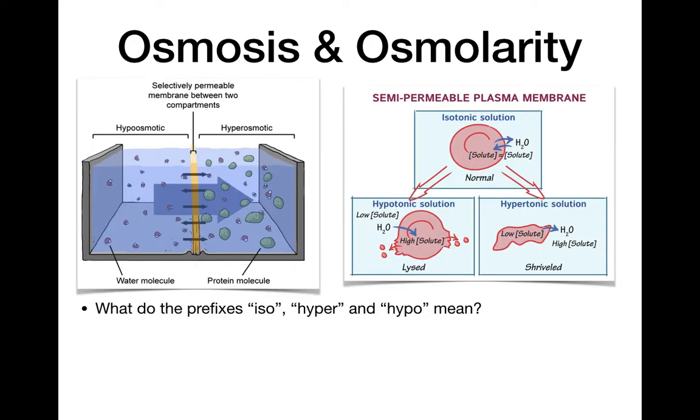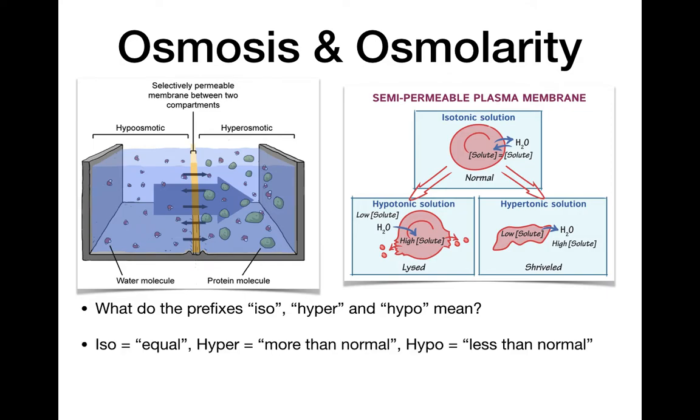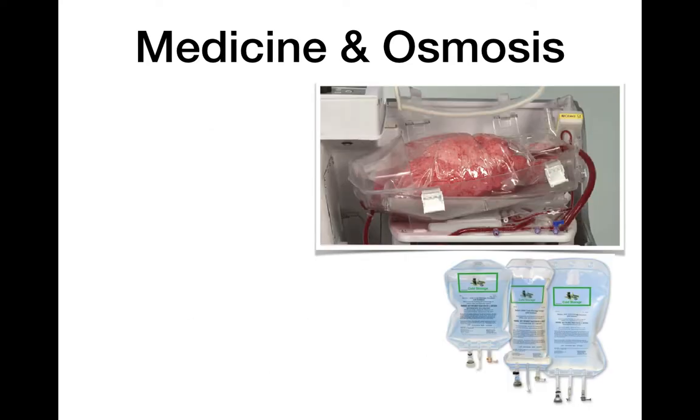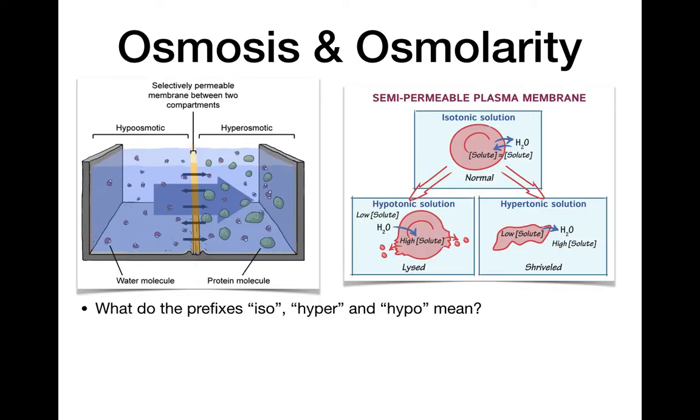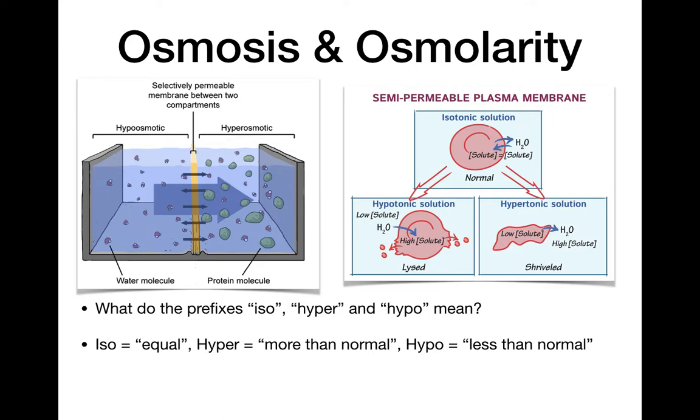Okay, so let's talk about the application of this. So again, reviewing iso, hyper, and hypo. What do those mean? So iso is the same as or equal. Hyper is more than normal. Hypo is less than normal. So using those prefixes and these diagrams, go ahead and define what those mean. Isotonic, hypertonic, hypotonic.